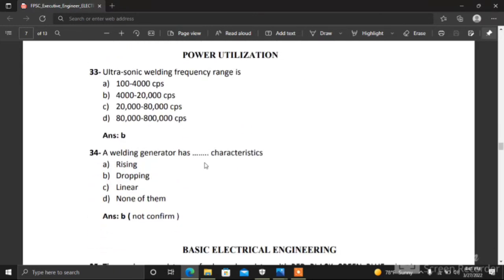Power utilization MCQs. Ultrasonic welding frequency range is, correct option is B, 4000 to 20,000 CPS. CPS is cycles per second. It is the old name of frequency which is now hertz. So 4 kilohertz to 20 kilohertz is the frequency range of ultrasonic welding. A welding generator has, correct option is C, linear characteristics.